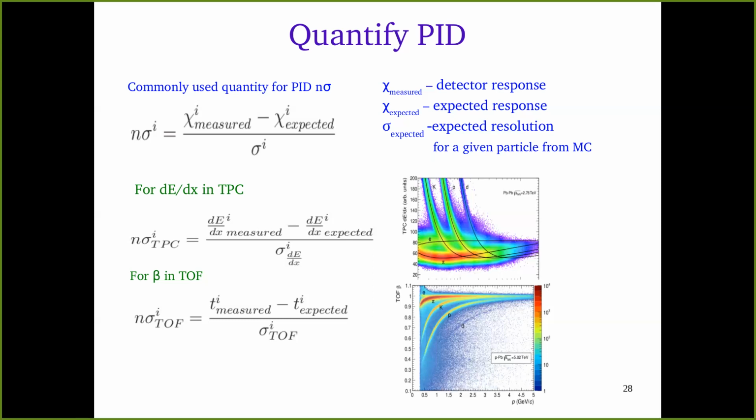Your point is that, sir, I see the formula for mass square, which is p square into 1 over beta square minus 1. So when we are calculating that beta, we may have some uncertainties in t and l, which may lead to this conflict. Yes, that is the point.